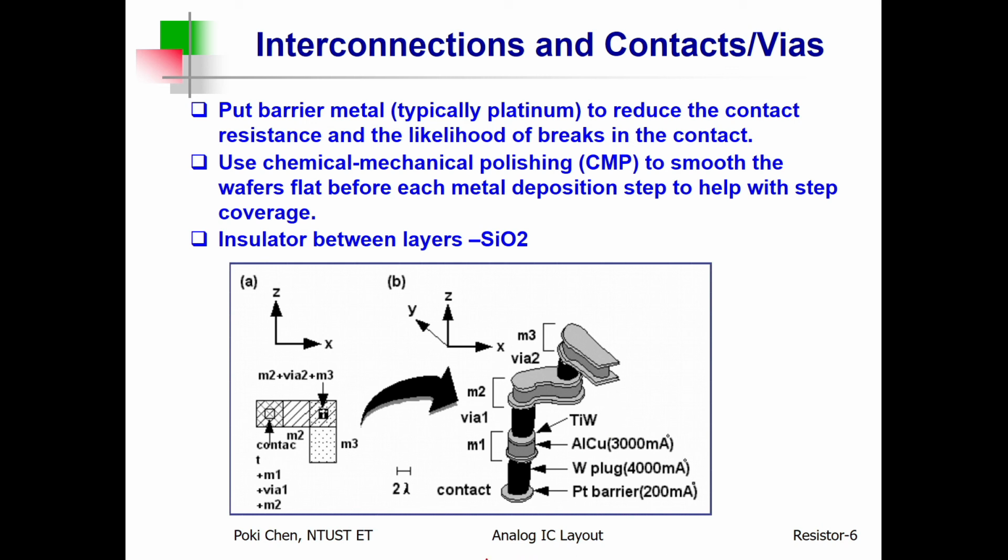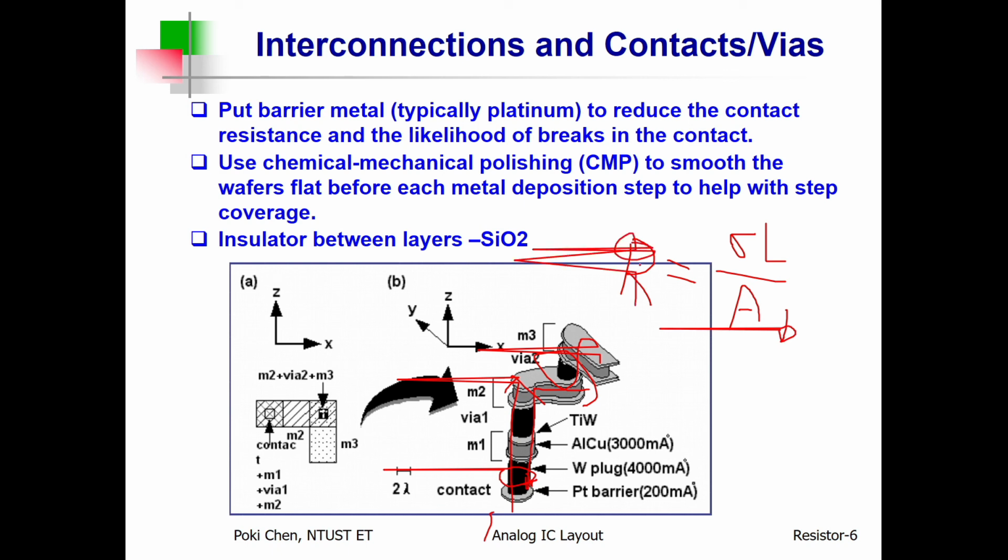Why? Because the size of the via or contact is actually quite small. According to the resistor formula, you will know the resistance equals resistivity times length divided by area. You can see the current will flow in this direction or that direction. So the area of such a via or contact is quite small. For small area, it means large resistance, right?